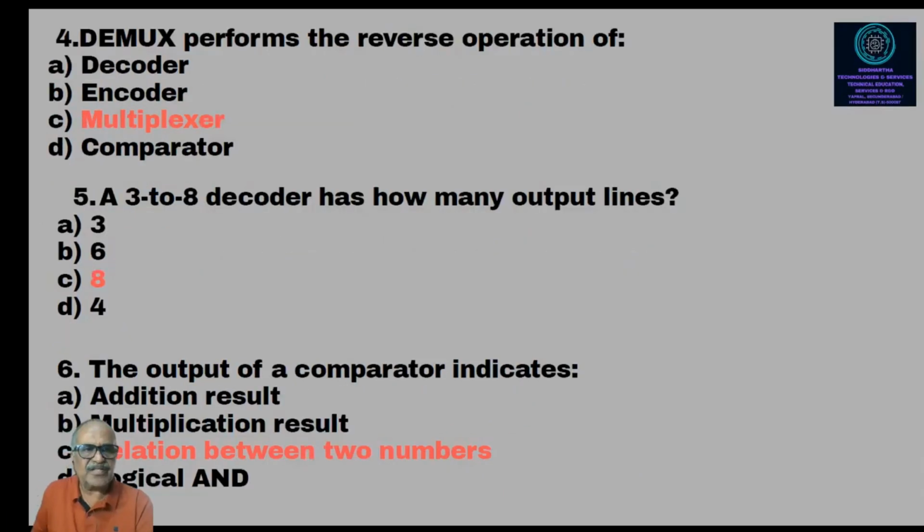Okay. Let's go to the next. That is the fourth: the demultiplexer performs the reverse operation of the multiplexer. It is exactly the reverse of what we have just seen. Fifth one: a 3 to 8 decoder has how many output lines? It has 8 output lines, as in the first slide I have already shown you. Question number 6: what does the output of a comparator indicate? Relation between two numbers is the correct answer.